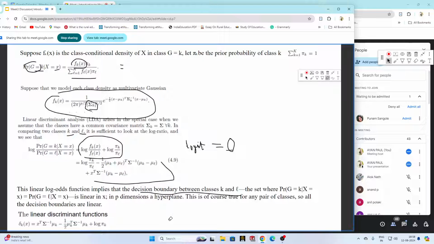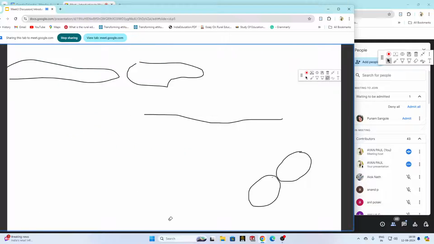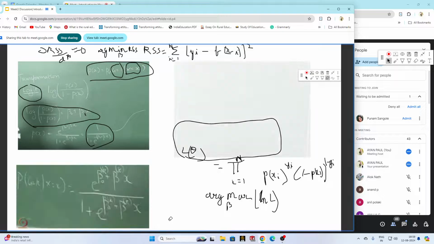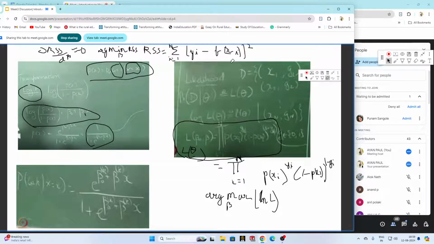Logit transformation means the ratio between two probabilities. If we have two classes, then the probability of a point belonging to one class divided by the probability of the same point belonging to the other class is the logit transformation. This is the logit function, right? The logit function is log of p(x) divided by 1 minus p(x). What is 1 minus p(x)? It means the probability of that point belonging to the other class.